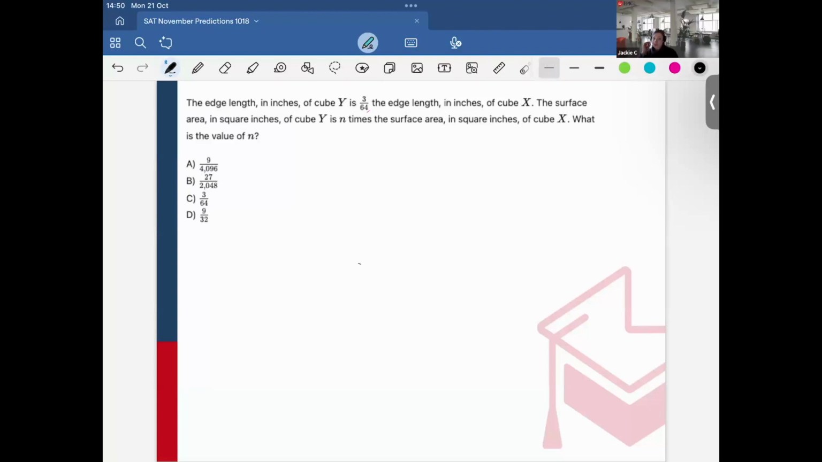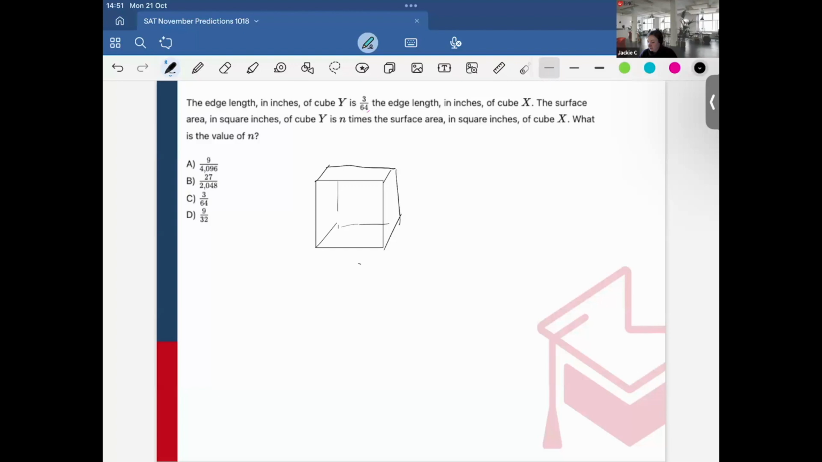Okay, so next up we have the edge length in inches of cube y is 3/64 the edge length in inches of cube x. The surface area in square inches of cube y is n times the surface area in square inches of cube x. What is the value of n? Okay, so imagine we have a cube. And remember, cubes are not given to us in the formula sheet of the exam.